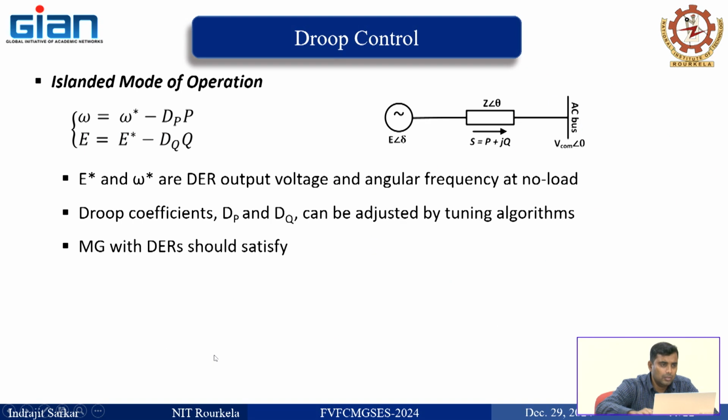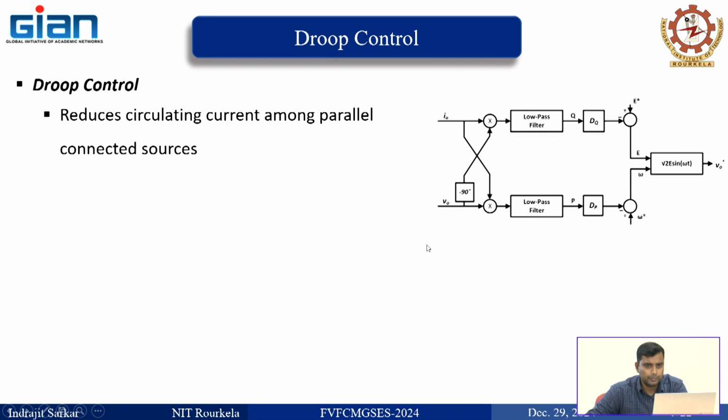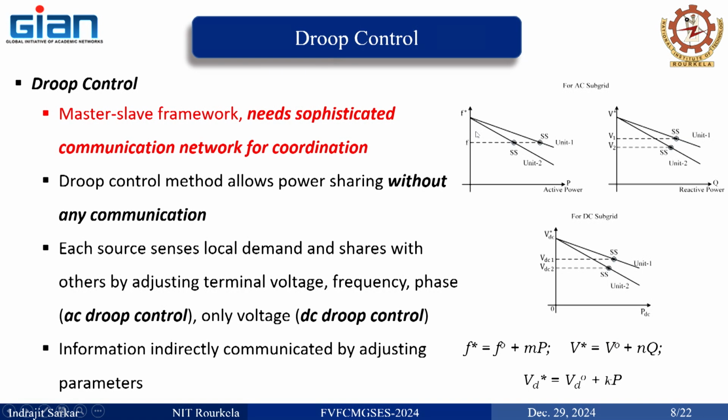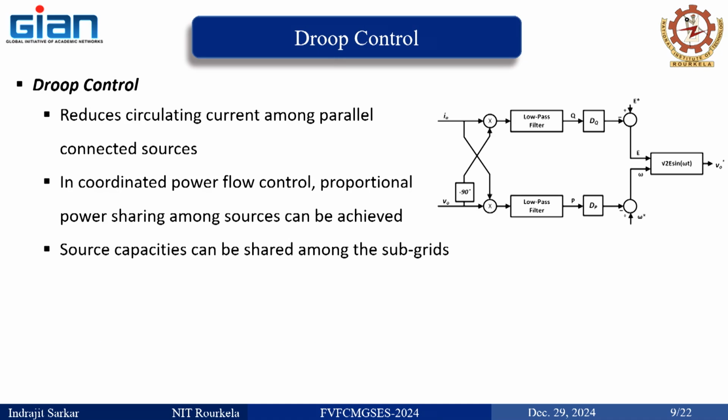Okay, so now the droop characteristics, as I have already shown you: omega equals omega star minus Dp times P. So this frequency depends on it, a straight line equation. So F equals F star minus some droop coefficient into active power P. Now when this active power P is 0, the frequency is F star. This is called the frequency under no load condition. Similarly, voltage under no load condition. That is what is presented here.